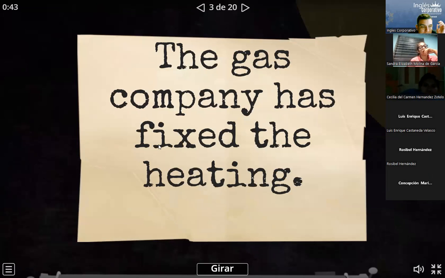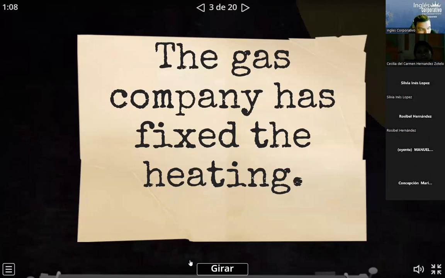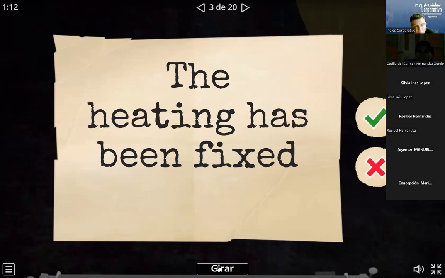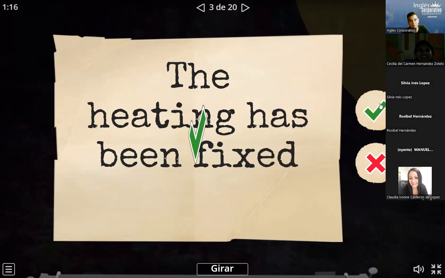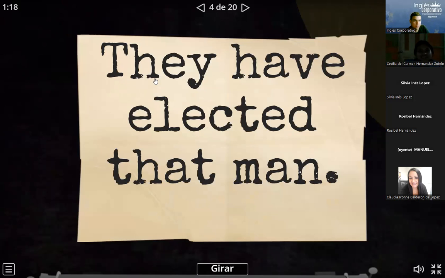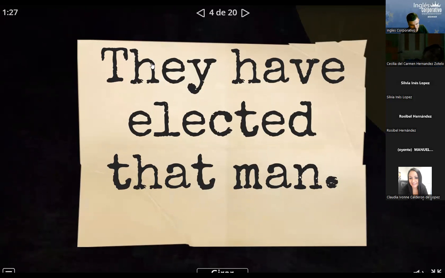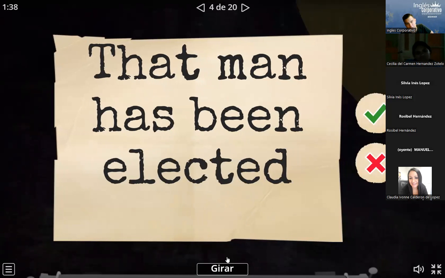The gas company has fixed the heating. What is the passive voice? ¿Cómo lo transformarían al passive voice? The heating has been fixed. They have elected that man. ¿Cómo sería la forma pasiva? The man has been elected. Very good.